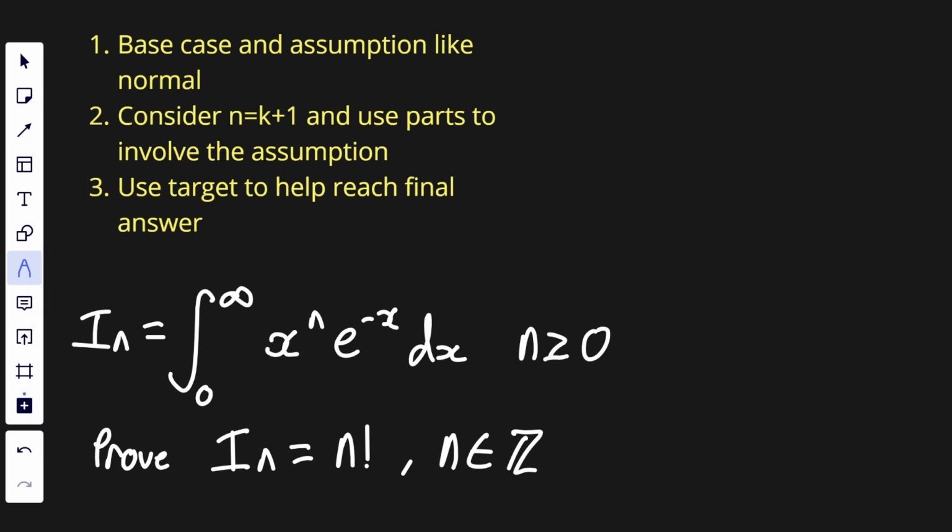So let's begin with how we're going to attempt all proof by induction integrations. So base case and assumption like normal, always going to be the same. This is pretty much going to be the same for every method that we ever look at.